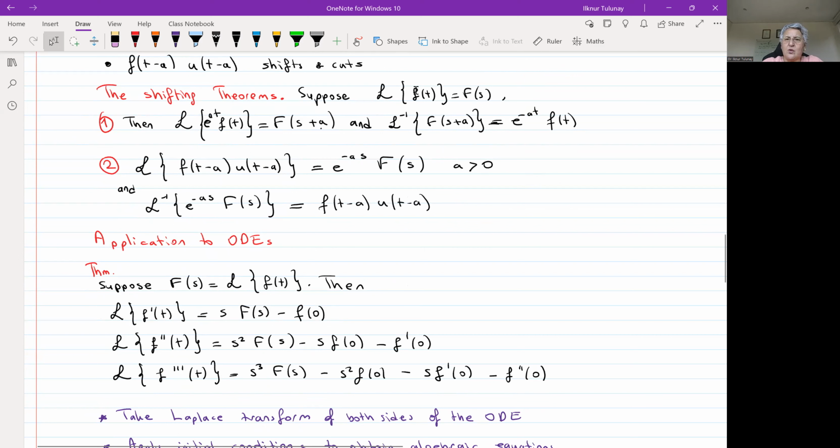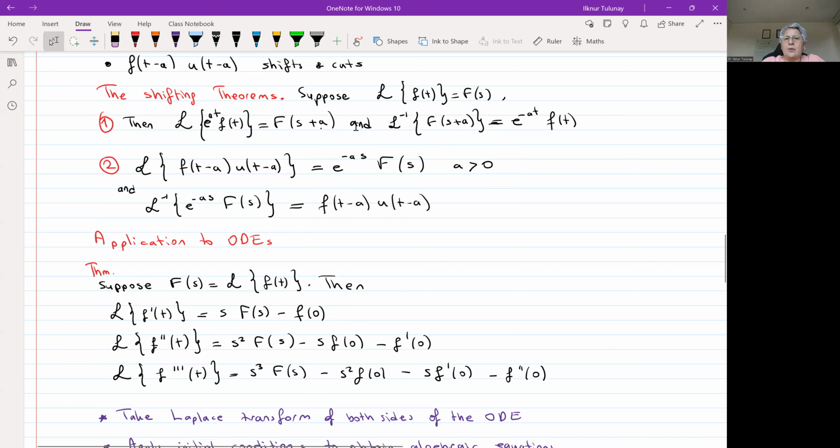The Laplace transform of f is given by the big F, and this is the first shift. So this is the Laplace transform, and this is the inverse. Both of them are the same thing, they are equivalent, either this one or this one. So if you have an exponential function e to the at in front of your function, it gives you a shift by a in the big F(s) function.